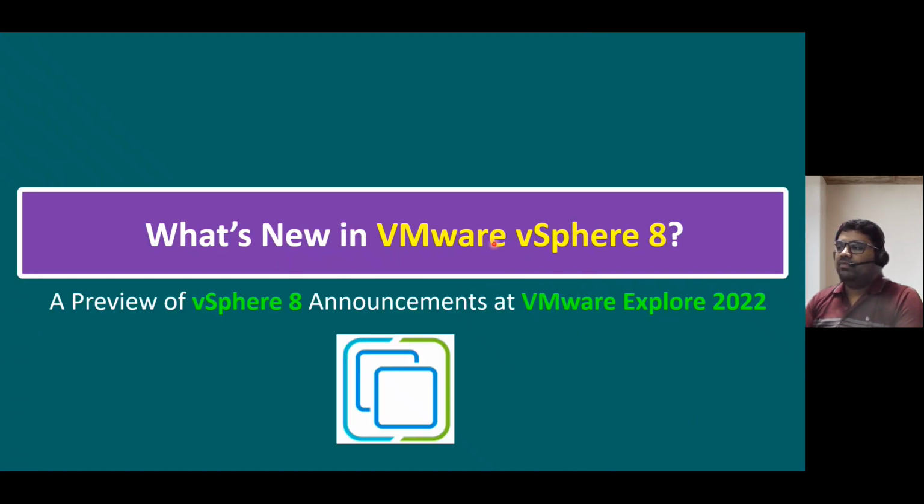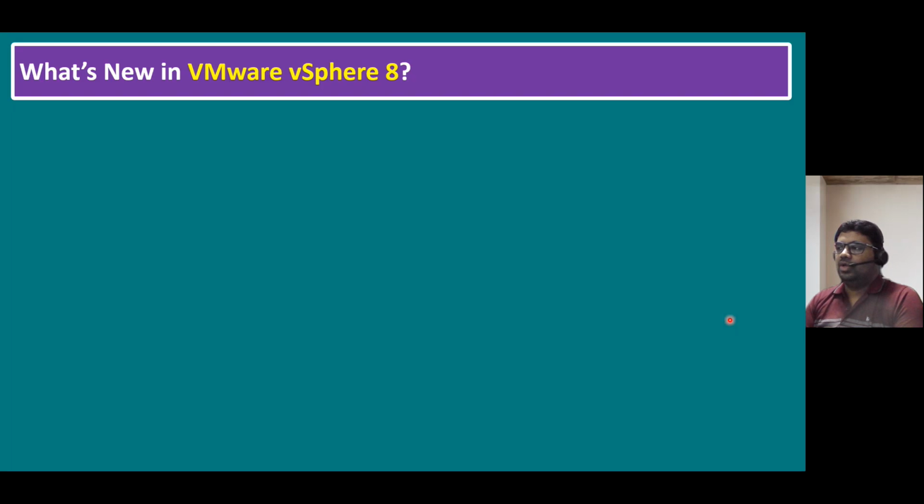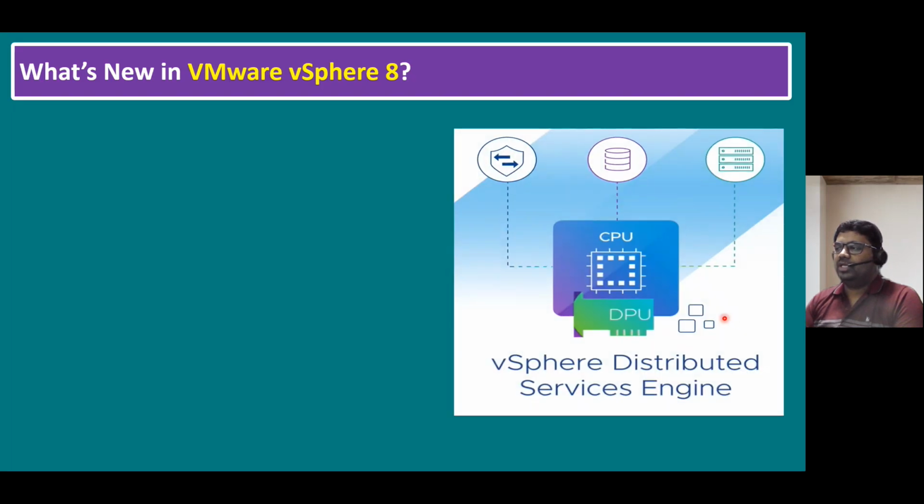And what's new in VMware vSphere 8? A quick preview of vSphere 8 announcements at VMware Explore 2022. So here is the new announcement information. The major enhancement VMware came up with is a solution called DPU, data processing unit. Actually, this was already announced last year during VMworld 2021, but that was not officially announced. This time they officially came up with a VMware vSphere 8 architectural solution.